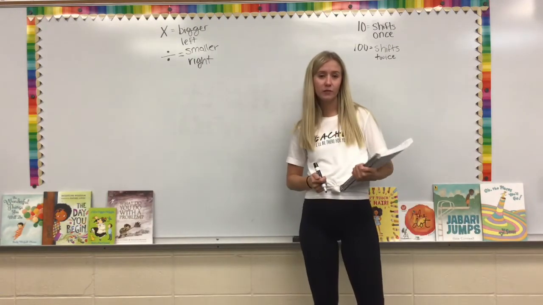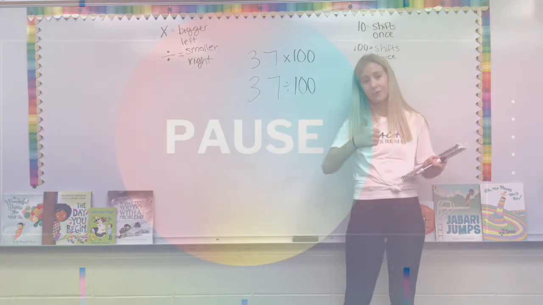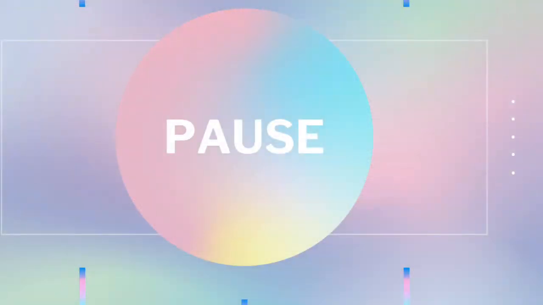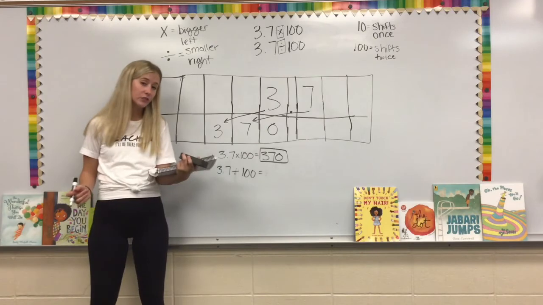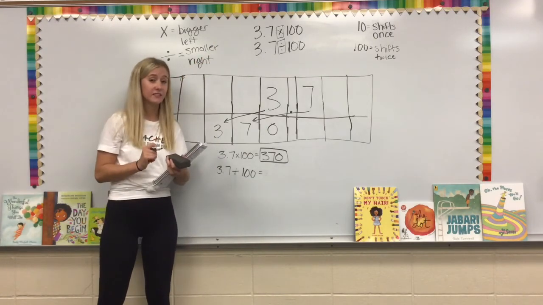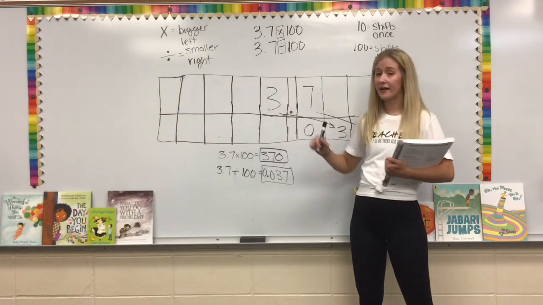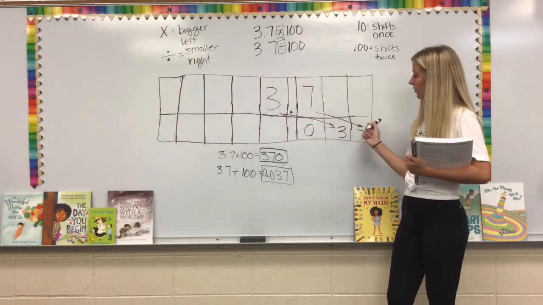Here are the next 2 problems I'd like you to try out. Pause the video and give these 2 a go. This is what my work looks like when I'm finding the answer for 3.7 times 100. When I'm solving the problem 3.7 divided by 100, this is what my work looks like.